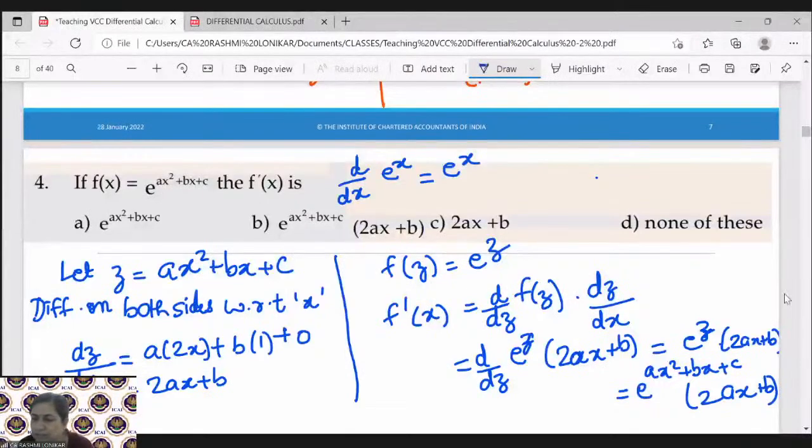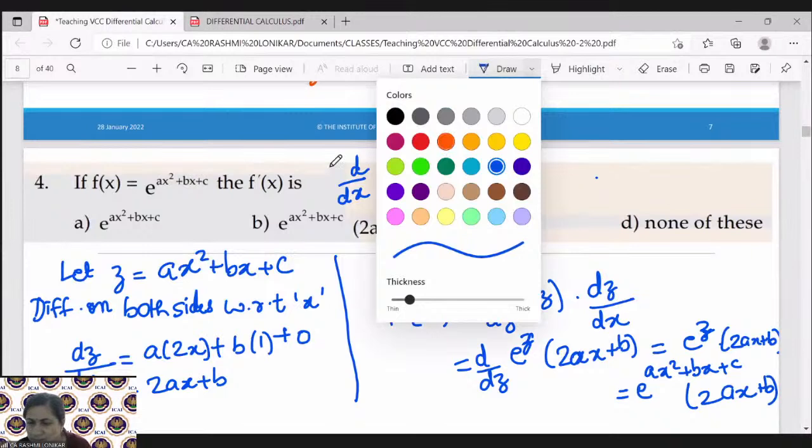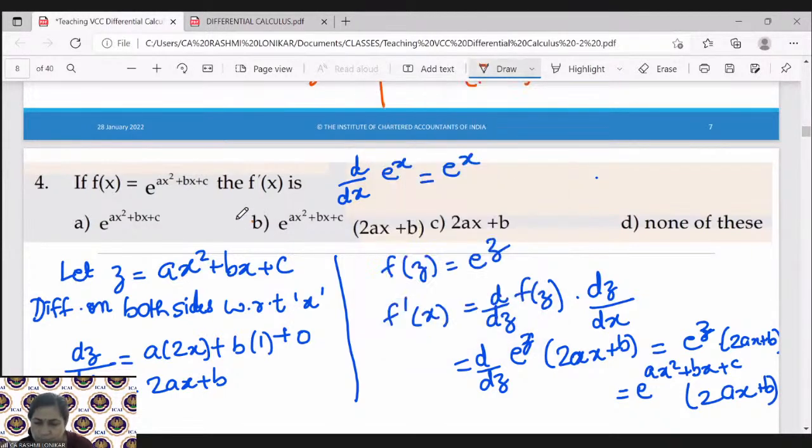So which of these answers is correct? Okay. So my option B is the correct option. See, the answer ends here because this is the C option. Okay. So e raised to ax square plus bx plus c into 2ax plus b.